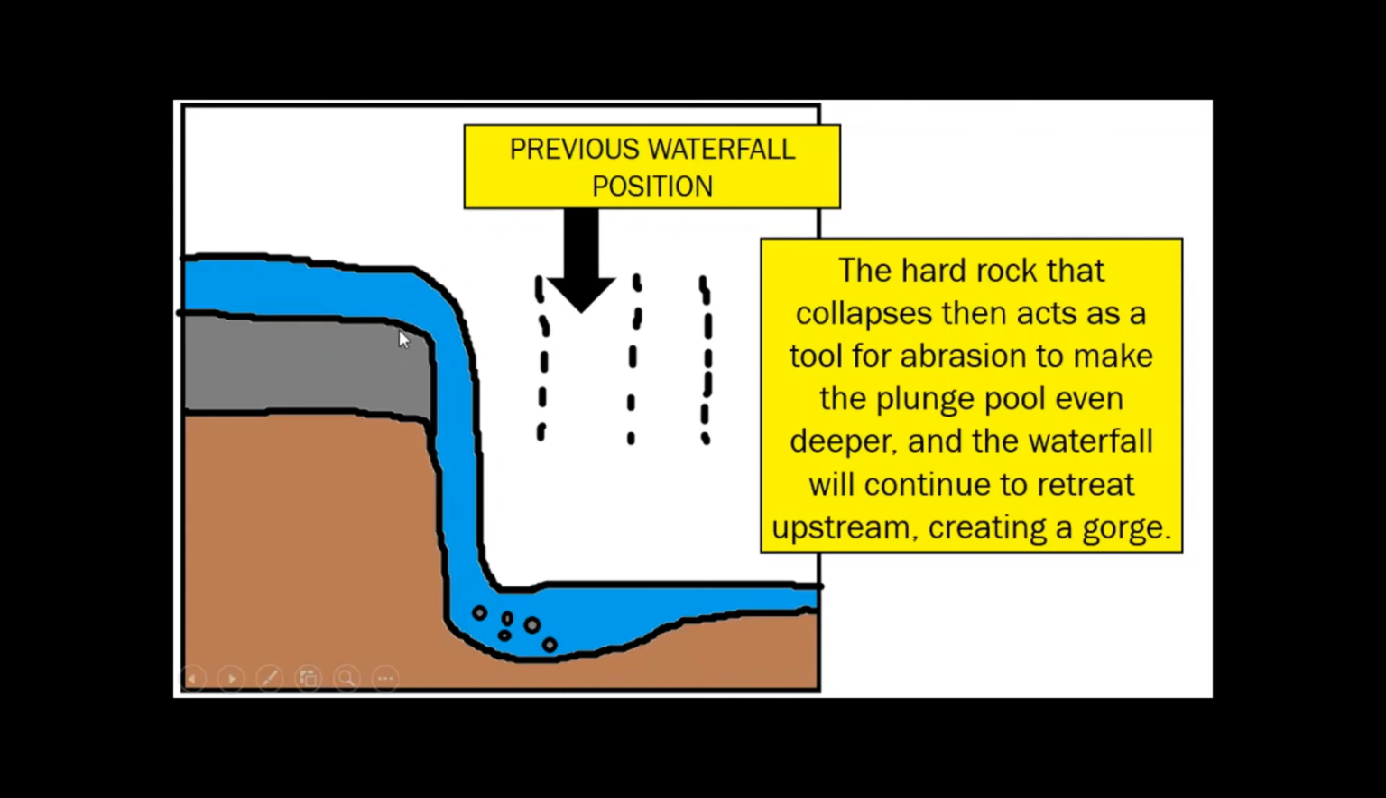The hard rock has collapsed, so now the waterfall is all one sort of length, size, width, however you want to phrase it. So the waterfall has now what we called retreated. That just means it has moved backwards upstream. This has created a gorge. If you look here, these black dotted lines would show you where the previous waterfall position was. So over time, that waterfall will continue to move back as this process is repeated over and over again.